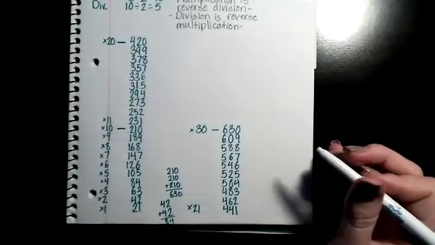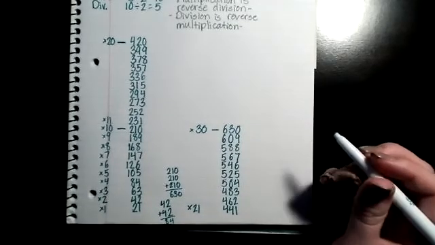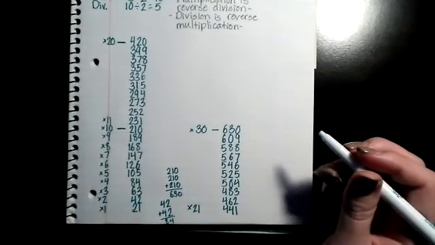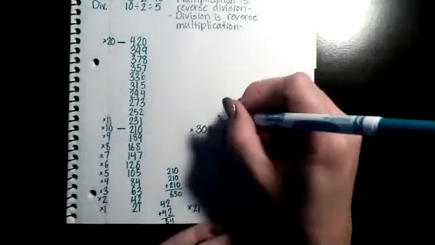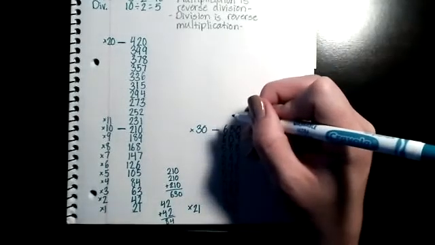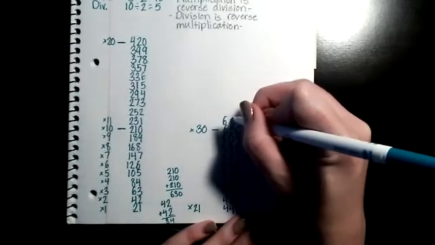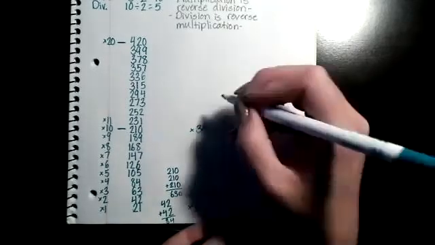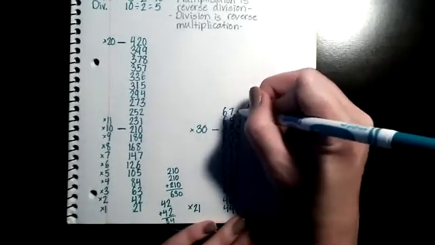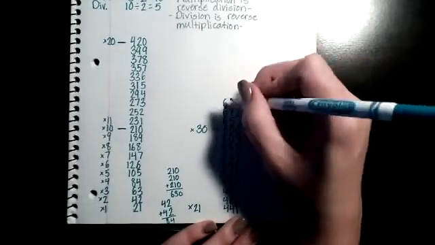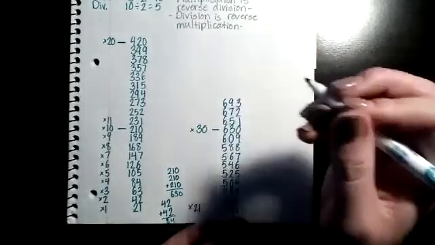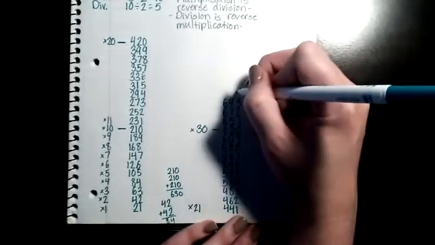There we go, 630. We're into the 30s now. All right, let's keep going. 630, then we can go to 651, 672, 693. Now we're going to get tricky.